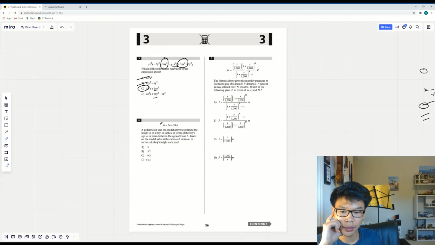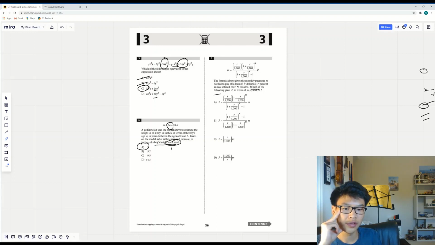Number 6, pediatrician using the model. I'm just going to skip. Based on the model, what's the estimated increase in inches of a boy's height a year? So estimated increase per year sounds like a coefficient to me, and the only coefficient I see is 3, so I'm going to circle 3. "Each" is a keyword giveaway there. Blah, blah, blah. Skip to the question.